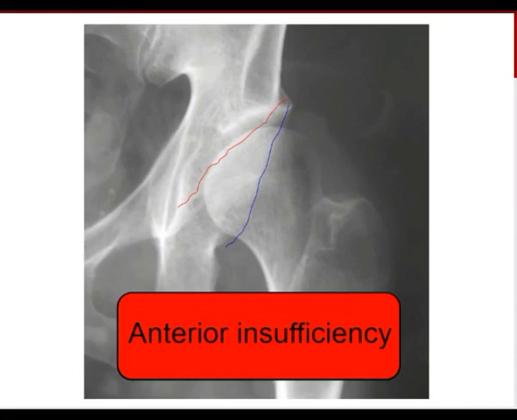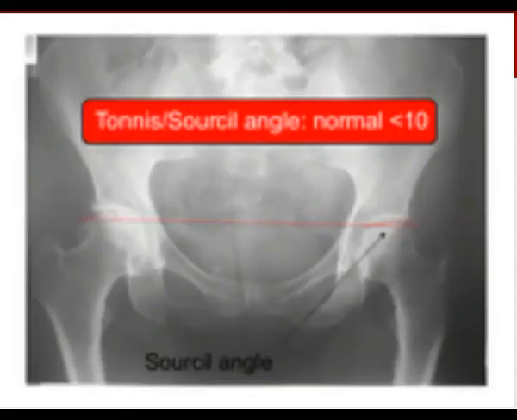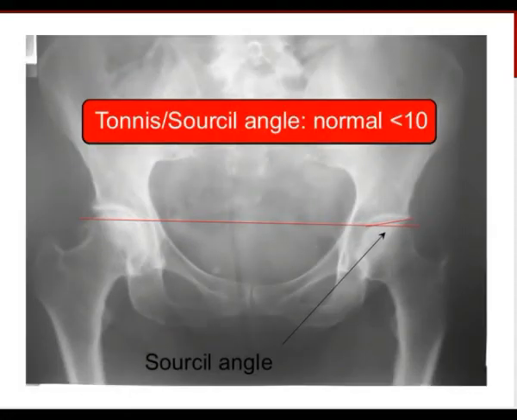So this hip is not only shallow but excessively anteverted. You can see here we've depicted the center edge angle of Wiberg as well. It's important to recognize these features on X-ray. The Tönnis or sourcil angle is also a commonly tested angle in the dysplastic hip. You can see how that's depicted here.